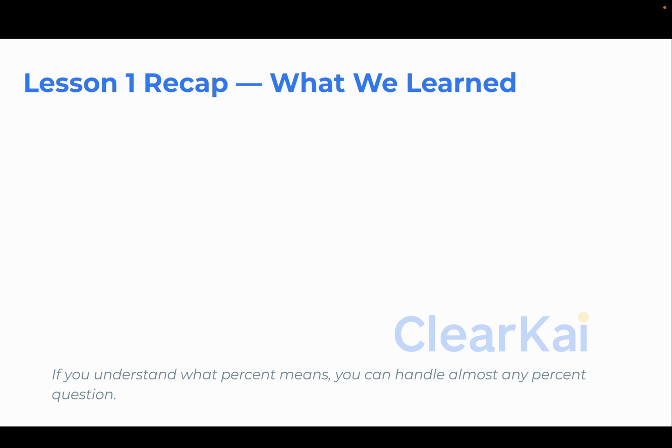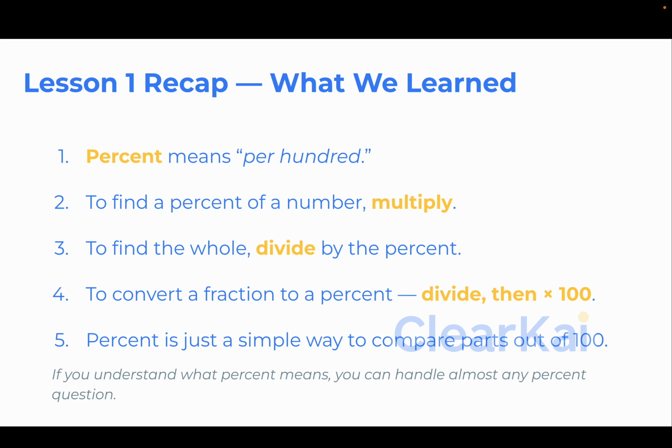Let's wrap up what we've learned about percentages. First, percent simply means per 100. Everything we do with percent connects back to that idea. Second, when you are finding a percent of a number, multiply. Third, if you are finding the whole when a percent is given, divide by the percent. Fourth, to change a fraction to a percent, divide it first, then multiply by 100. And finally, percent is just a way to compare parts out of 100. If you understand what percent means, you can solve any percent problem you will see on SSAT.